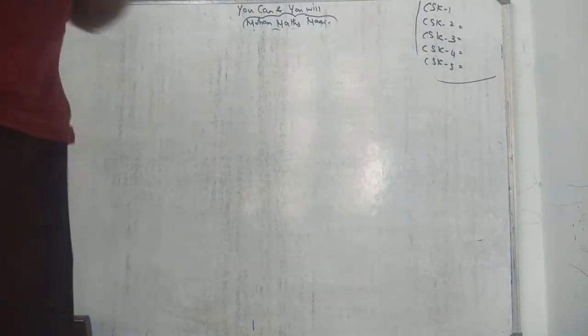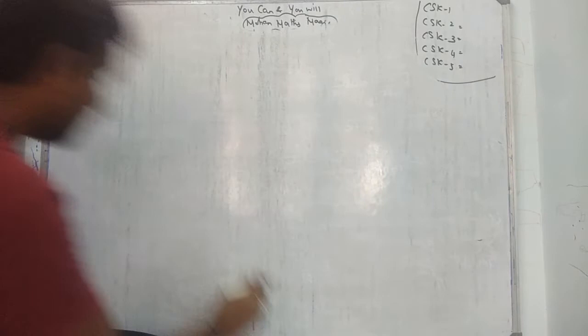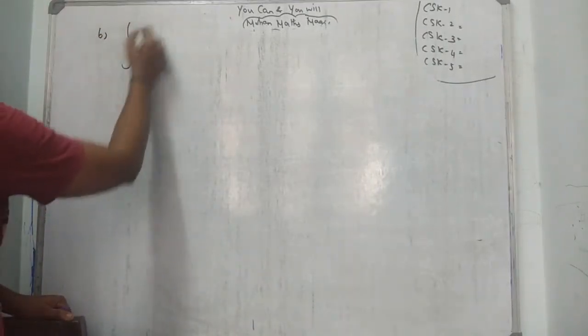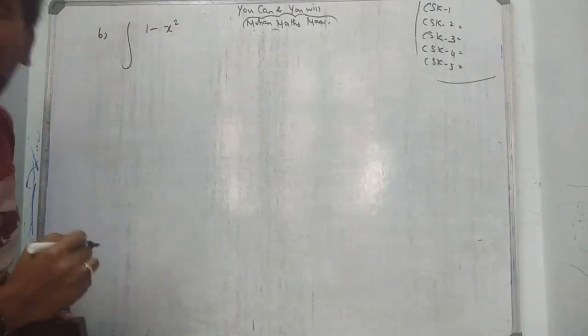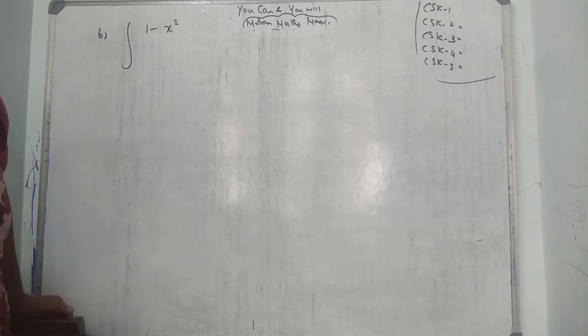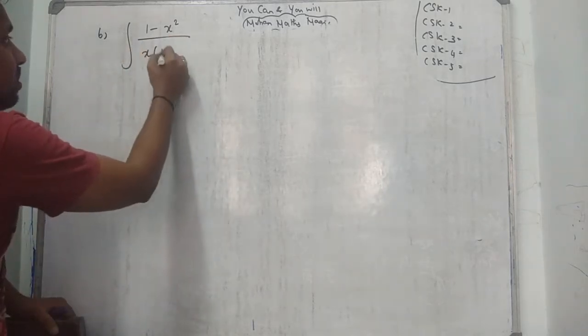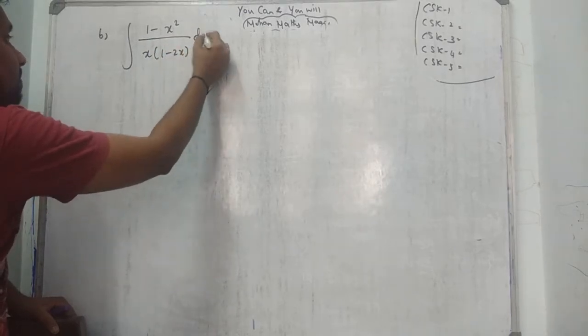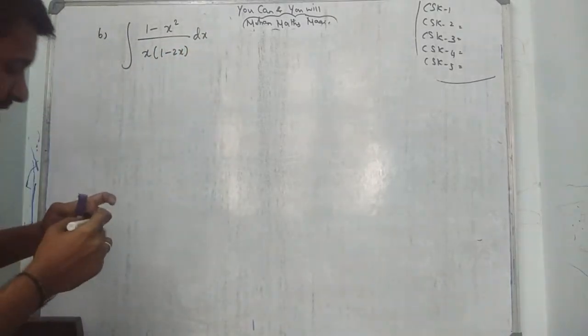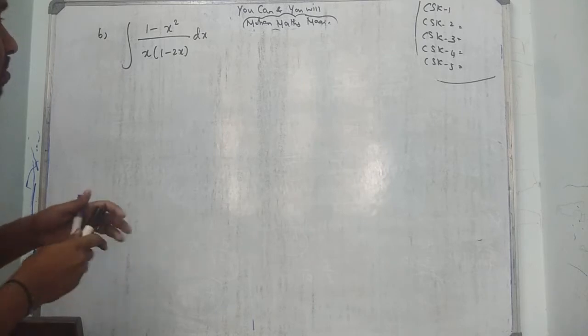Now question number 6 of exercise 7.5. Numerator 1 minus x square, denominator x into 1 minus 2x. Now you will ask me, sir, this is CSK2 only, no sir, because you only told me denominator 2 brackets means CSK2.